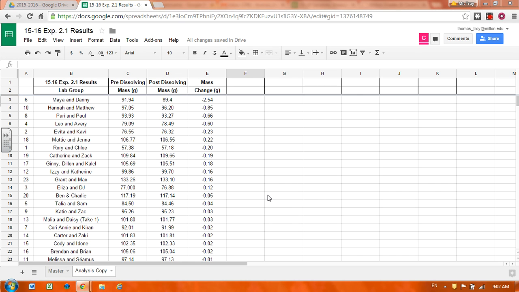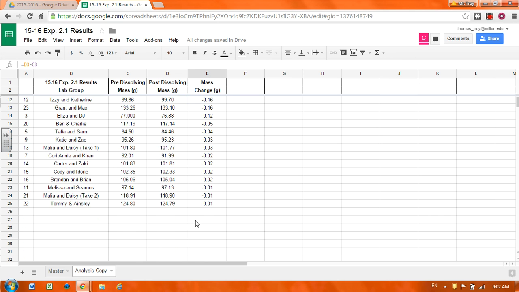In the last video, I went over a few spreadsheet basics. We calculated the mass change for experiment 2.1. Then I sorted them based on their mass change. Now we're going to look into whether negative 2.54 grams lost is an outlier. And to do that, we need to go through a process.